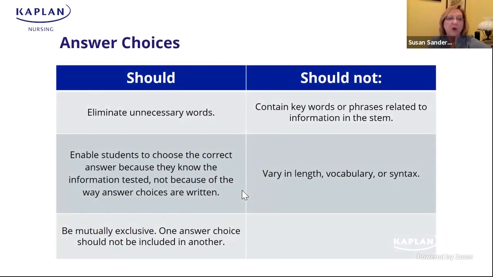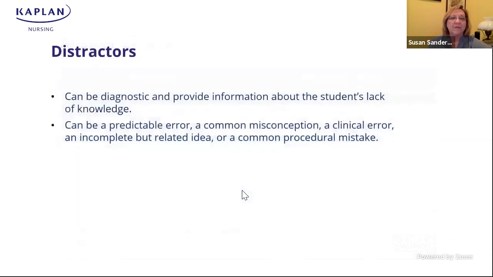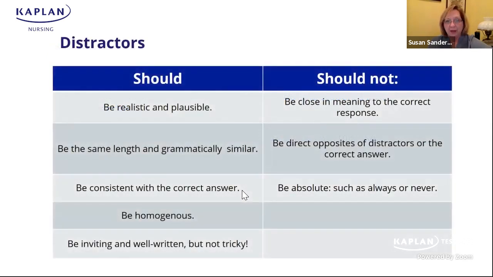And here's some hints on answer choices. And then when you're writing your distractors, again, this can be an error or a misconception. It can really provide you with information on what your student is thinking or perhaps their lack of knowledge, because you're going to need to analyze all of your items and the answer choices so that you can determine how well written they are, that they're not tricky, that the student's answering the question because of their knowledge, not because of the way the question is written. So our distractor table will tell you that the distractor should be realistic and plausible, should not be tricky. And so you should be able to gather some hints from that table as you're writing your distractors.